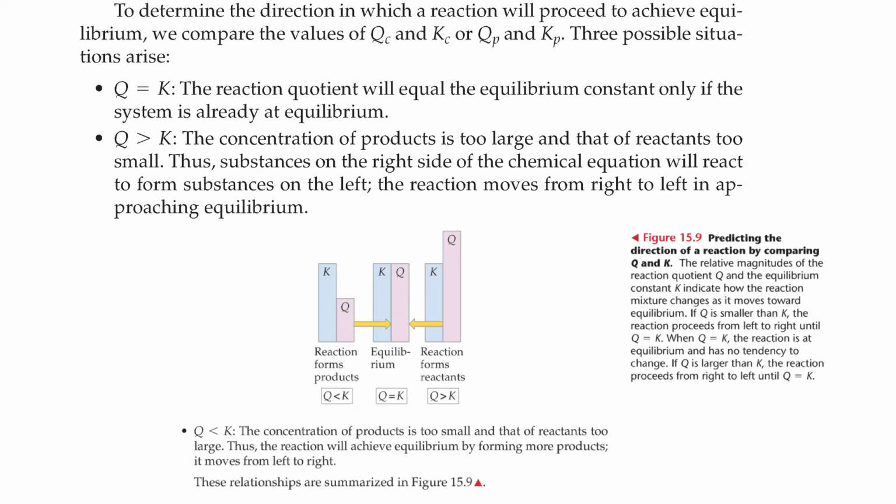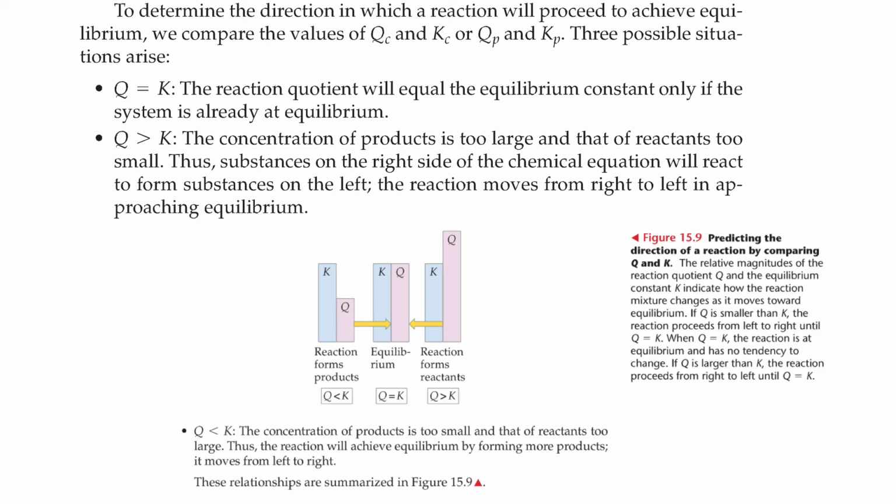When Q is less than K, the concentration of products is too small, and that of the reactants too large. Thus, the reaction will achieve equilibrium by forming more products, that is, it moves from left to right. These relationships are summarized in Figure 15.9. Figure 15.9, predicting the direction of a reaction by comparing Q and K.